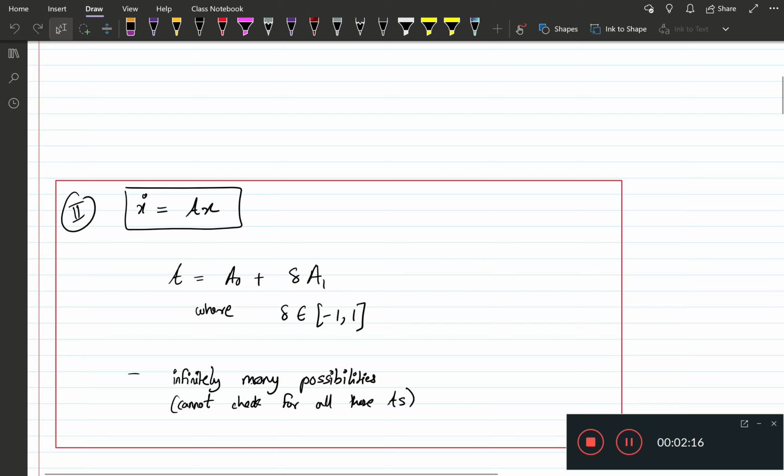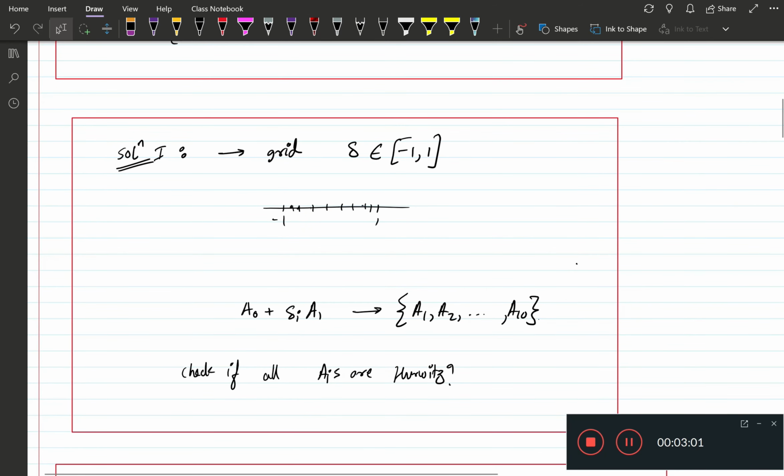So now we have a family of matrices A, infinitely many, in other words a continuum of A's corresponding to each delta between -1 and 1. Now we can ask the same question, whether this uncertain system is robustly stable. But now we have infinitely many possibilities and we cannot check all the A's that correspond to each value of delta between -1 and 1. So let's see what we can do with such an uncertain system.